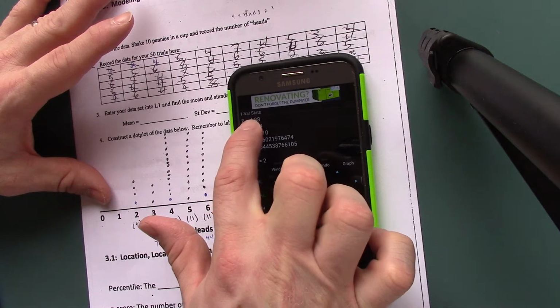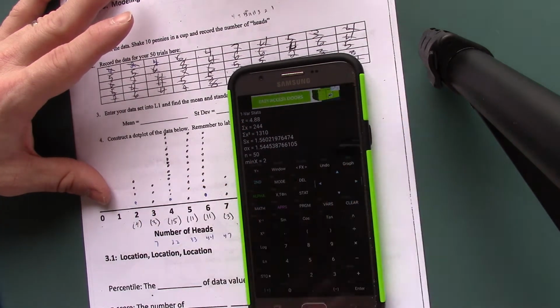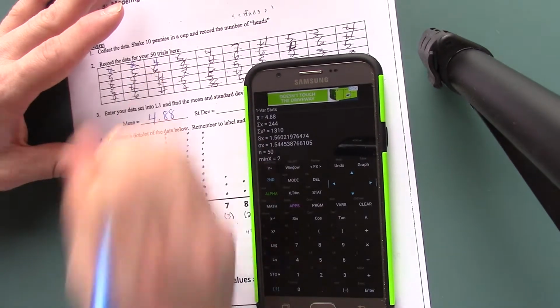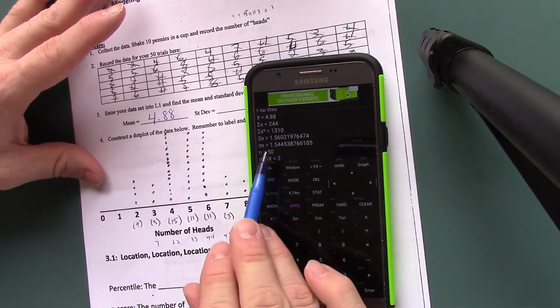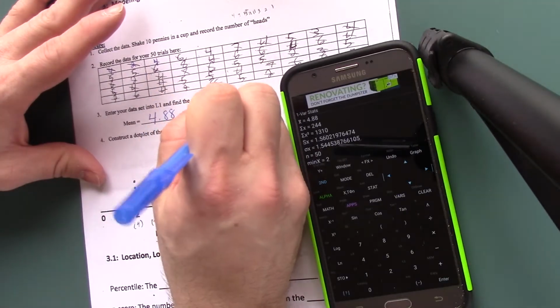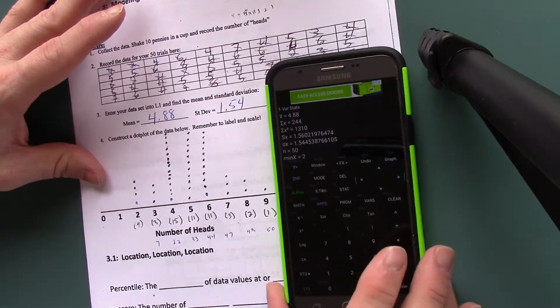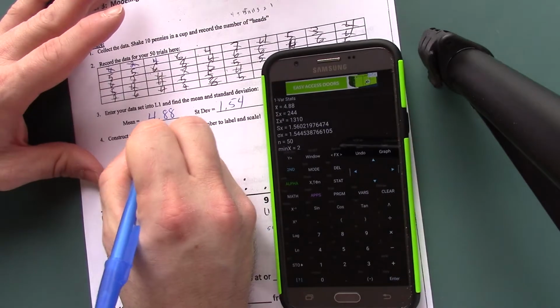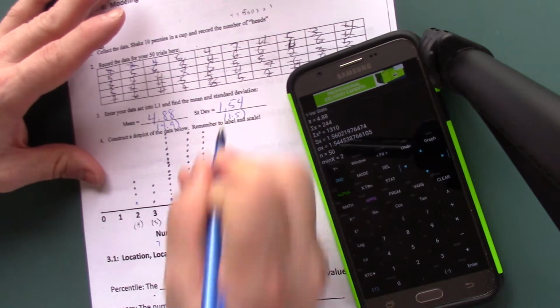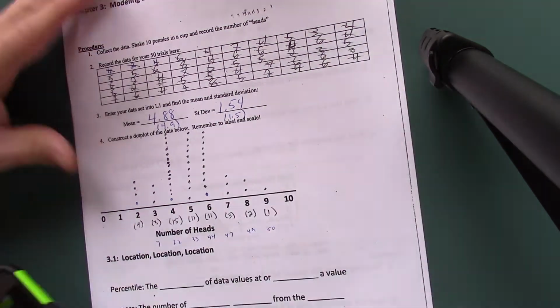Okay, it gives me that the mean is 4.88. Okay, so I'm going to write that down. 4.88. And it gives me a standard deviation of 1.54. For the sake of what I'm trying to do here, I'm going to kind of make this easy and call this about 4.9, and I'm going to call this about 1.5, just in terms of what I'm trying to do here, okay?